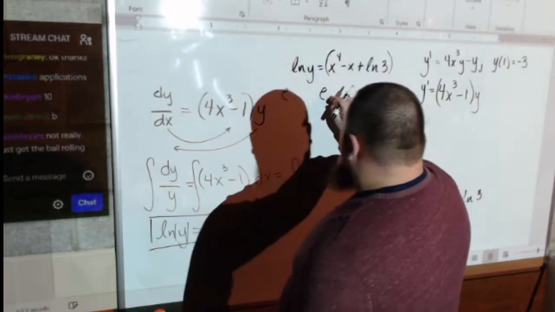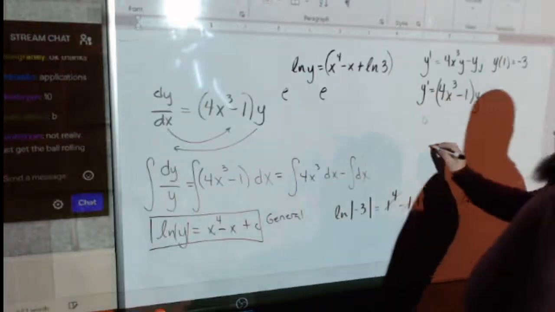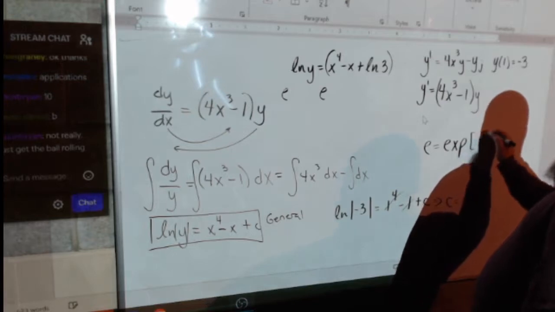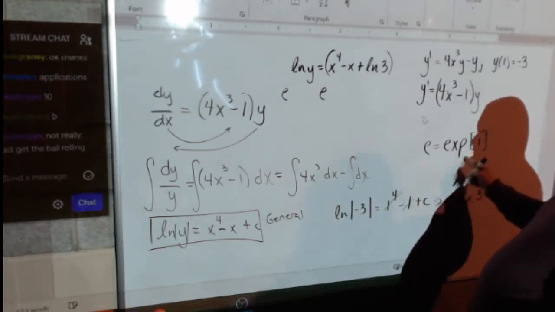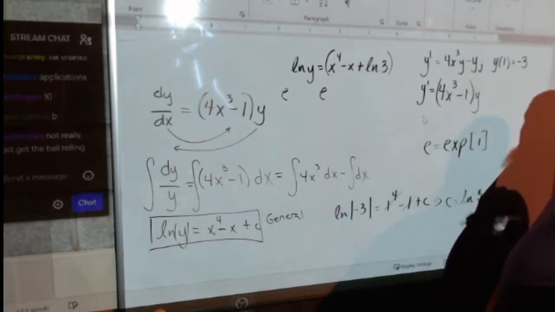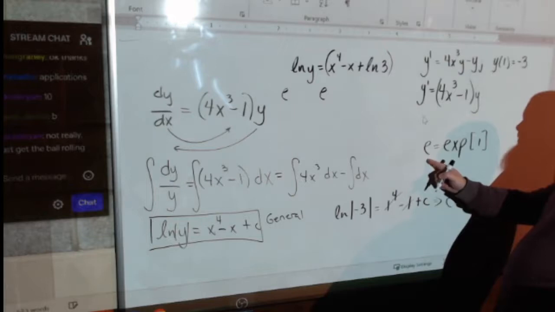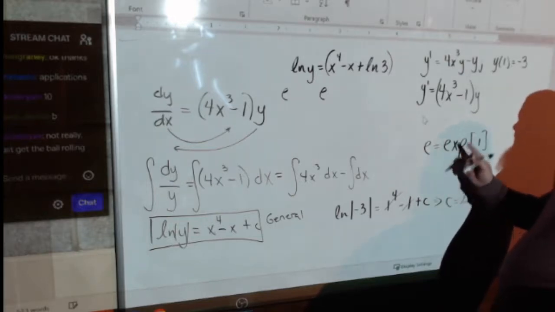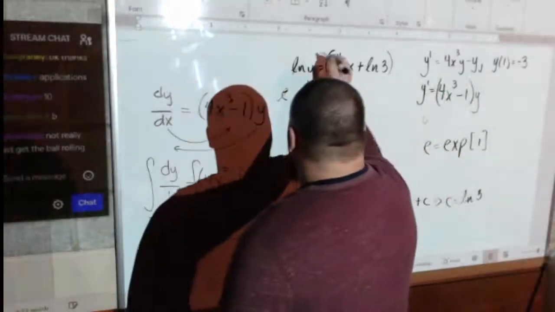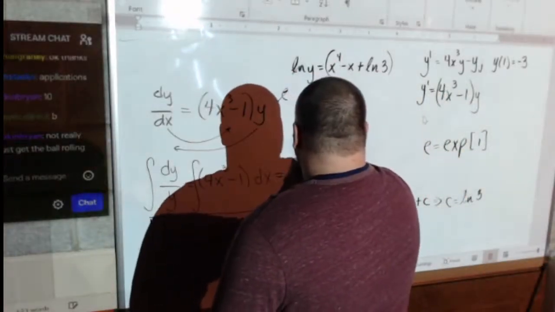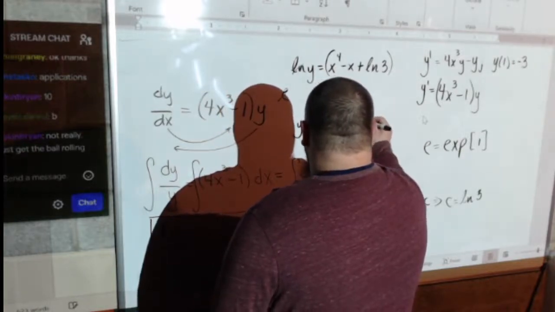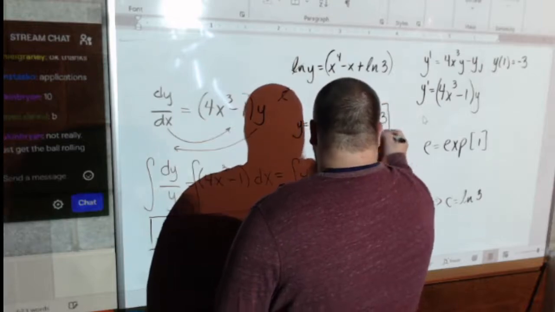And I'm actually going to write that exp. So in case you were unfamiliar, e can be written as exp. You might see that in a paper somewhere or in a textbook. So exp of 1 is the same thing as e to the first power. I just want to use this notation because there's so much stuff there in the power. So this is y equals exp x to the fourth minus x plus natural log 3.